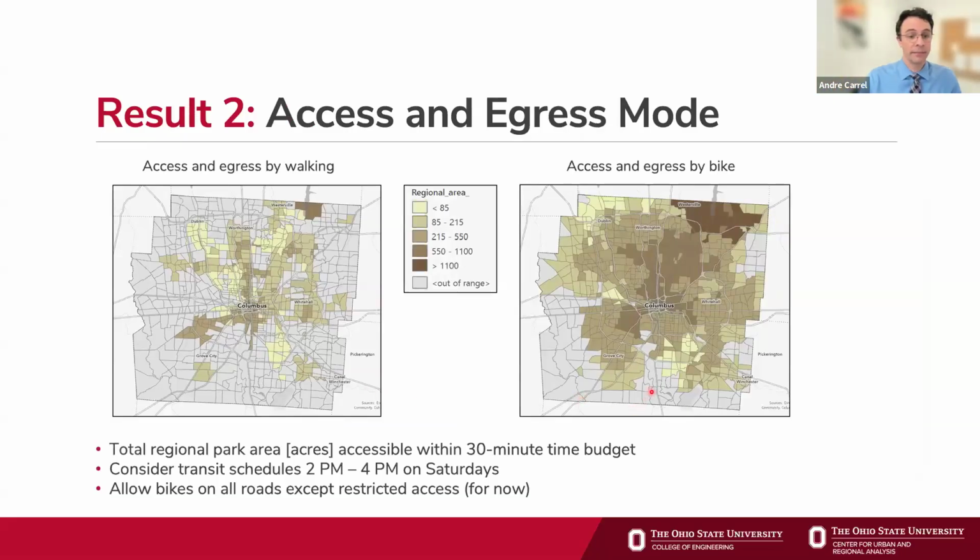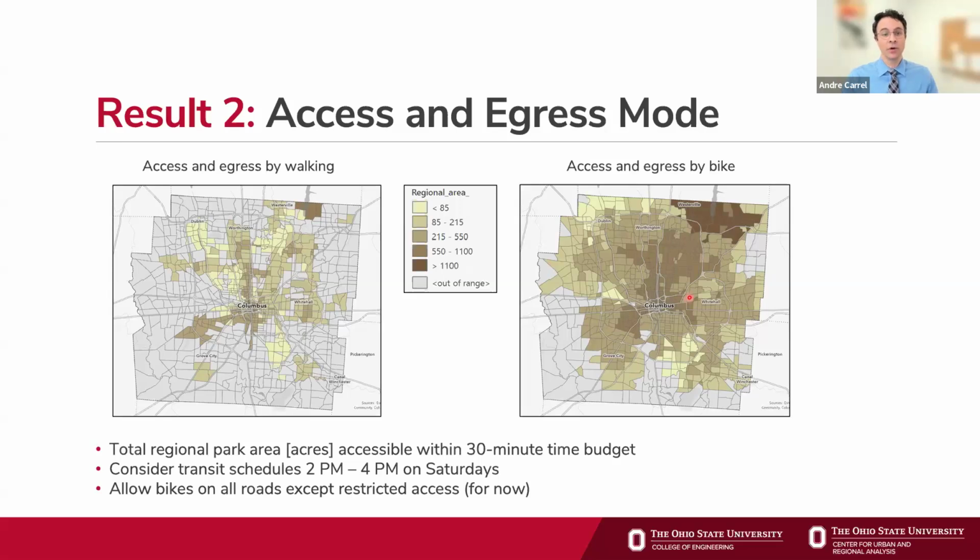It's quite striking, really. So we see the total regional park area accessible within a 30-minute time budget. The acreage is shown here. And so on the left is access and egress by walking, right? And we're comparing this on the right to access and egress by bicycle.